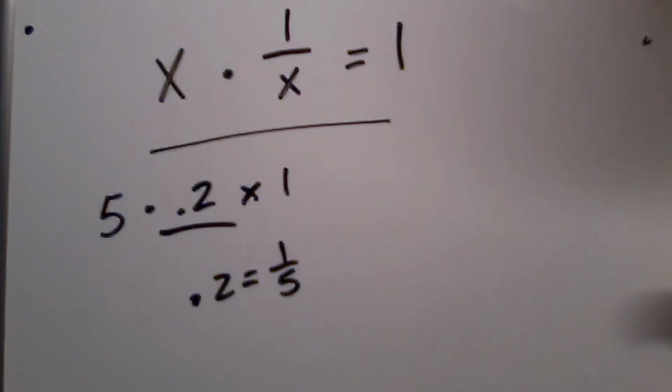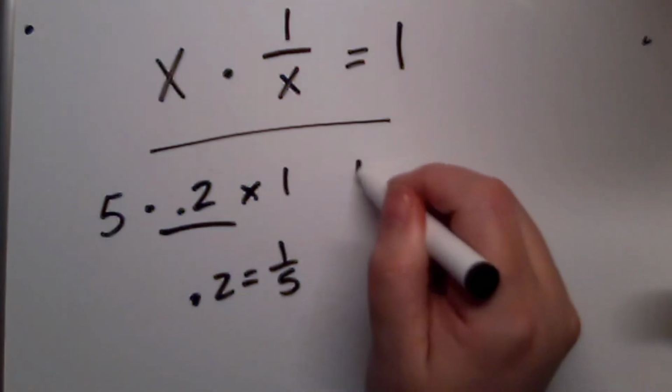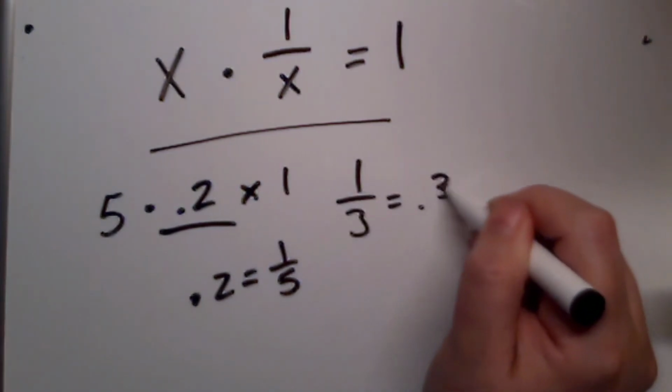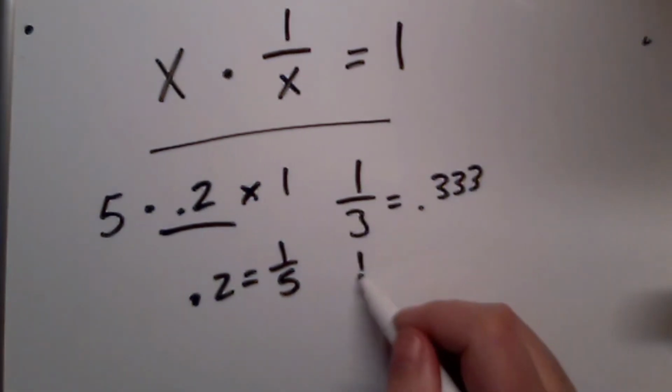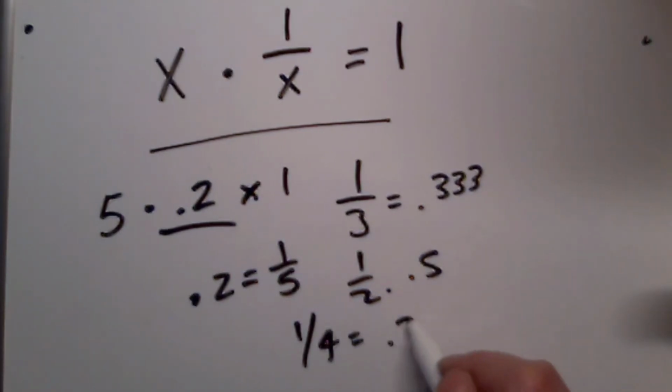But be aware that you should know some basic decimal forms, like 1/3 is the same as 0.333 repeating, 1/2 is the same as 0.5, 1/4 is the same as 0.25. You should know some of those basic decimals.